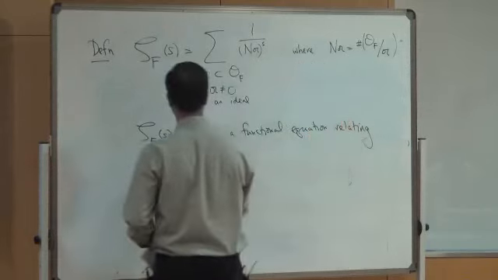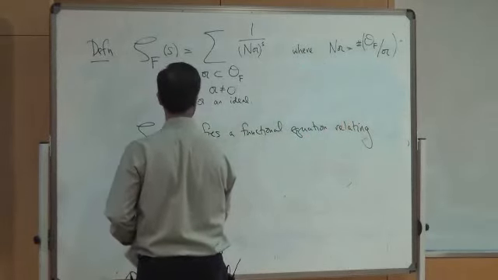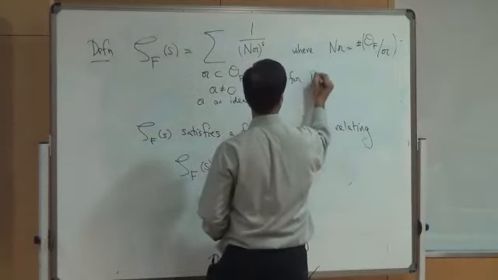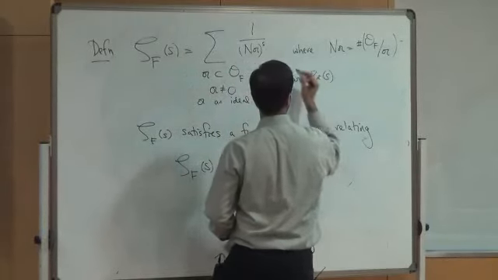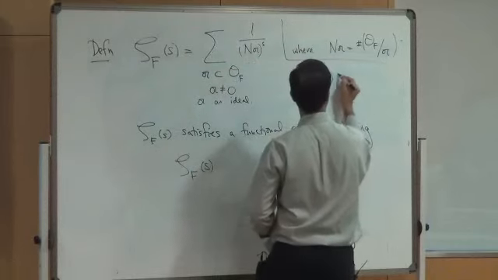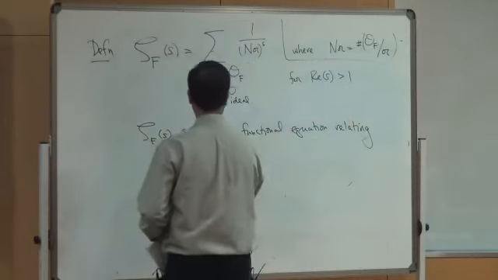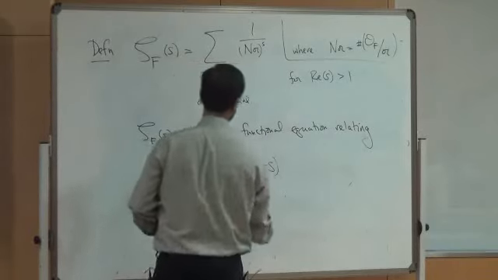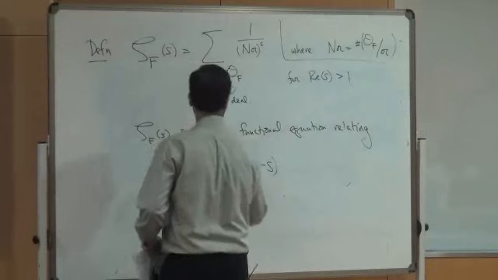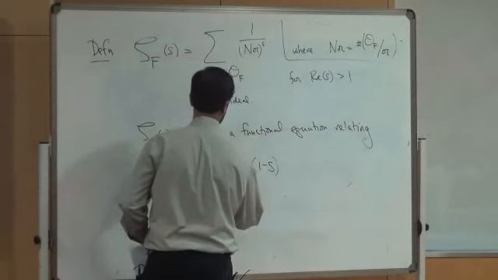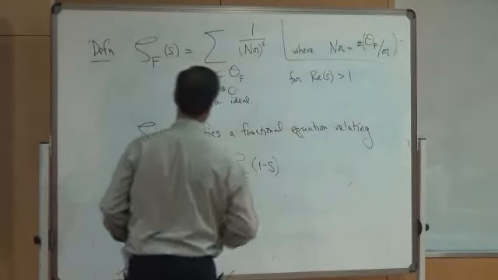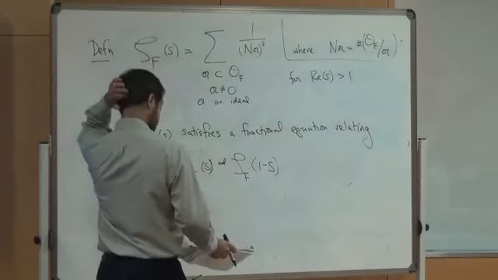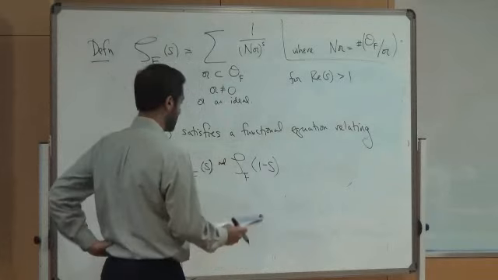Now zeta_F of s satisfies a functional equation relating the values at s and 1 minus s. This sum converges for real part of s greater than 1, and then you can extend it to the entire complex plane as a meromorphic function. There are some gamma factors again. I'm not saying they're equal, but they're equal up to multiplying both sides by some gamma factors and powers of pi.